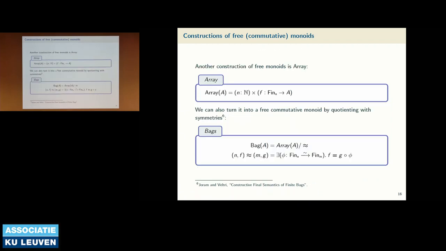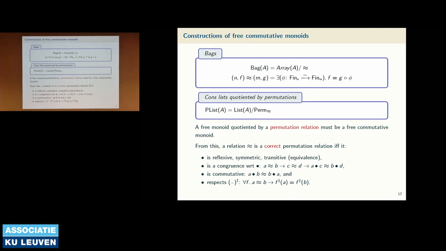Now, another common construction of free monoid would be the array. So again, we can just quotient it by a relation. Here, our relation just says that there exists an isomorphism, or there exists a permutation on the index that would make two arrays equal. And we kind of notice a common pattern. For both the HIT and arrays, we are just quotienting a free monoid and turning it into a free commutative monoid. And we may ask, is there a very general way we can turn a free monoid into a free commutative monoid by quotienting? And if that's the case, what properties does the relation need to satisfy?